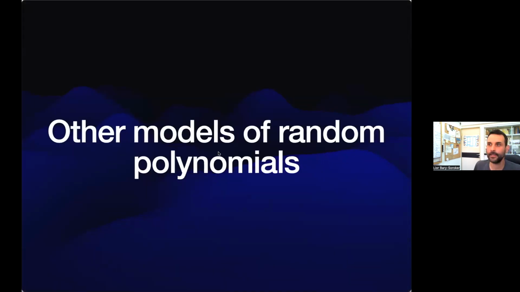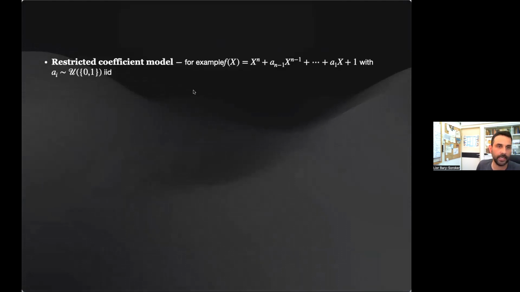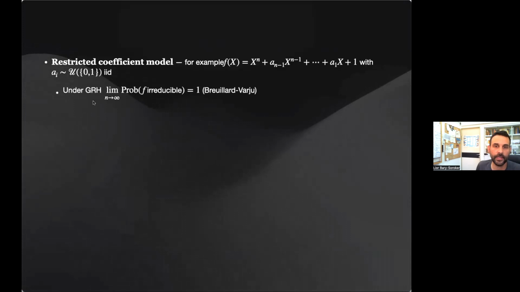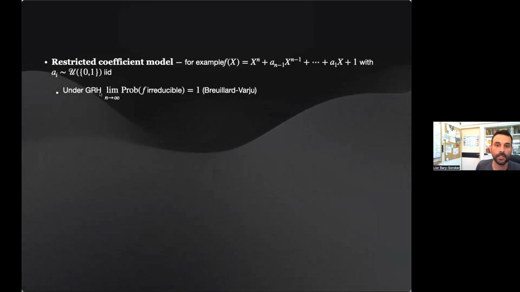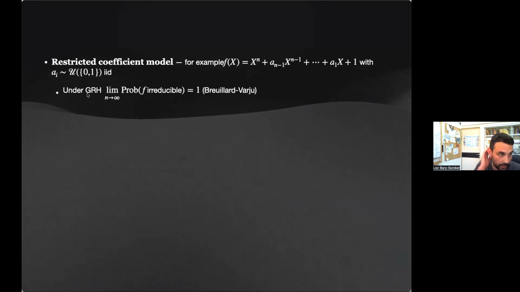Let me talk a little bit, just to let you know, about what happens in other models. So let's talk about the restricted coefficient model. For example, I said before, we take the coefficients plus or minus 1, or we take the coefficients to be 0, 1. It can be uniform, 0 or 1 with probability half, or any other distribution that you want. So let's just take 0, 1 for the fun of it. In this case, this is very recent. Under GRH in number theory, this is very well known. What is GRH? It's called the generalized Riemann hypothesis. Under the generalized Riemann hypothesis, we know that the polynomial is irreducible with probability 1, but we need the generalized Riemann hypothesis for this.